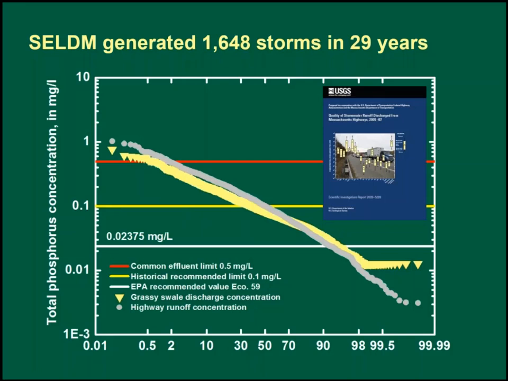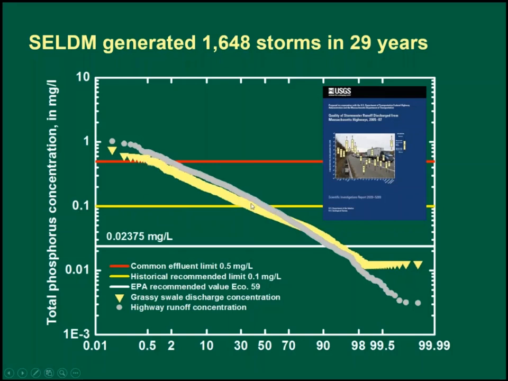Now the yellow triangles are the grassy swales discharge concentrations. So this would be when we run SELDM, we can see what our risks are with or without a BMP. So this is a grassy swale. We can see that with the grassy swale, we don't quite get down to that 0.5 1 in 3 year event. So we might still exceed that water quality standard, but very rarely.